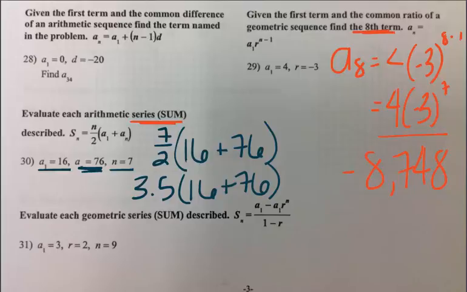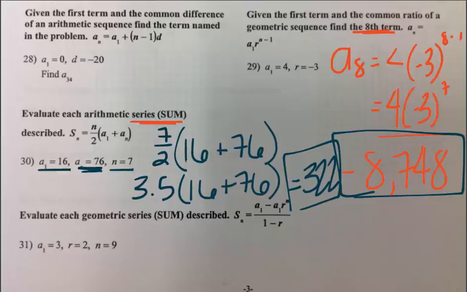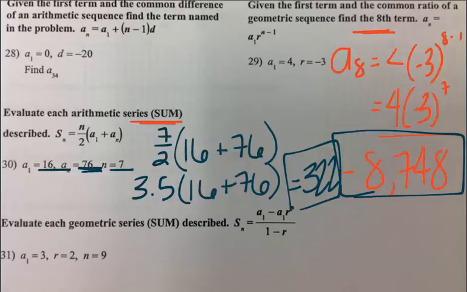I'm going to simplify that number in front. That just makes it a little bit easier to type into your calculator. So I want 3.5 parentheses 16 plus 76. The sum of those first 7 terms is 322. So the difference between 28, 29, and 30: 28 and 29 are certain terms. 30 and 31 are sums.